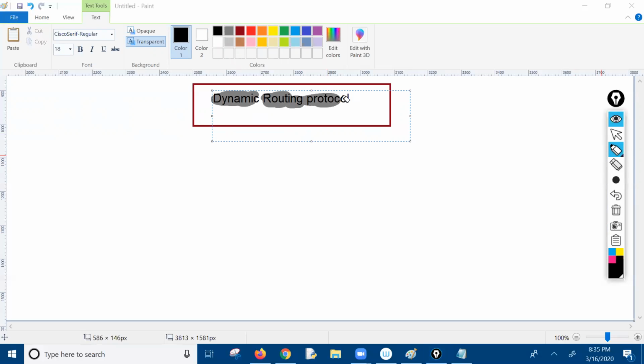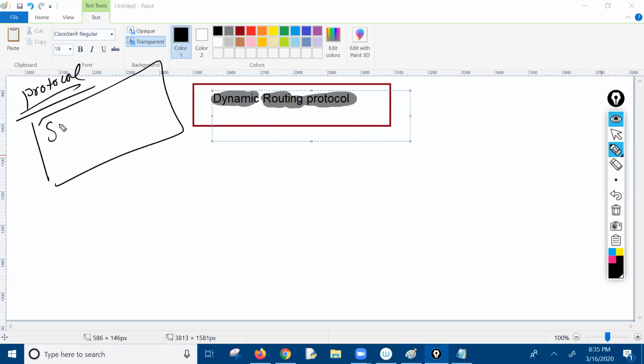What is a protocol? Protocol. I say it is a set of rules. What is the meaning of rules? Set up. What is the meaning of protocol?